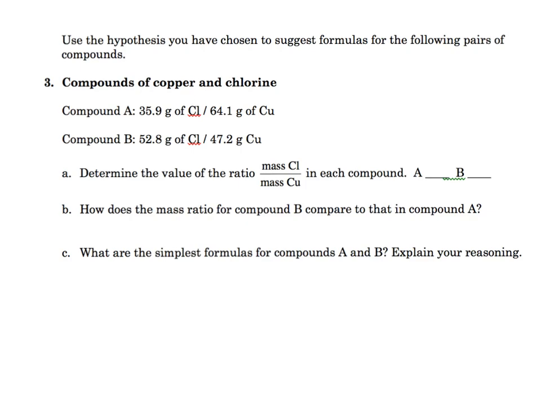Now that we've decided that hypothesis 2 is more reasonable, we can extend this mass composition analysis to compounds that contain elements other than oxygen. In problem 3, once again we start with 100 grams of two compounds of copper and chlorine.